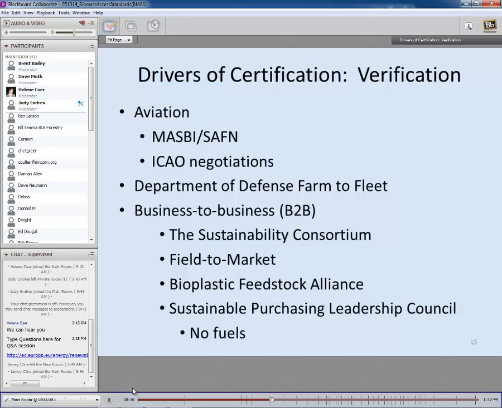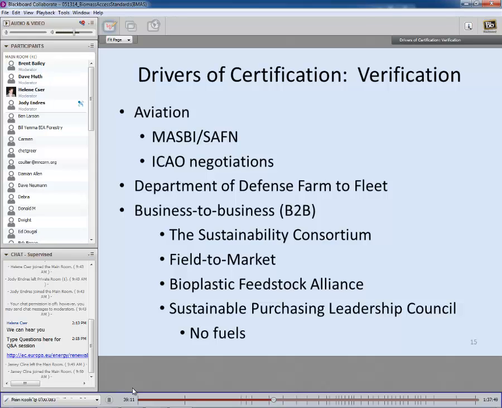There were two efforts in the United States, the Midwestern Aviation Sustainable Biofuels Initiative and SAFN in the Northwest. They both have reports online that you can access, and part of those reports and the studies that they convened is a recognition that biojet would have to have some type of verification or certification for its sustainability, both carbon-based greenhouse gas emissions and other elements of socioeconomic and environmental sustainability. So that's definitely on the radar screen of aviation.